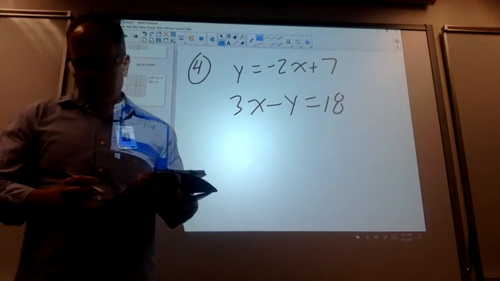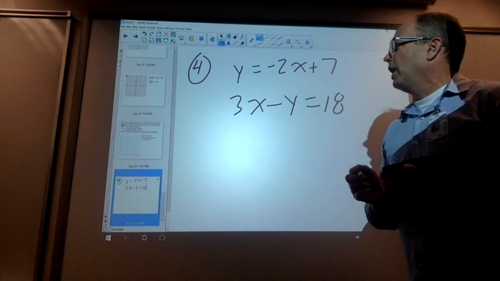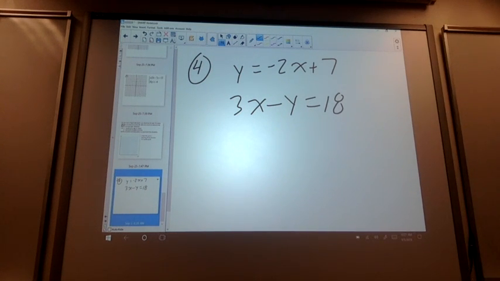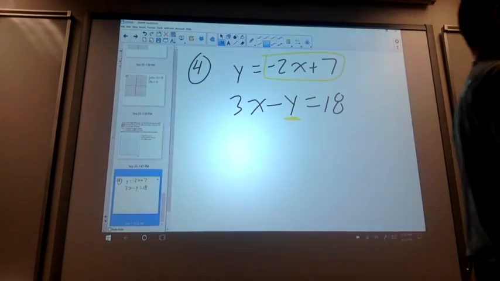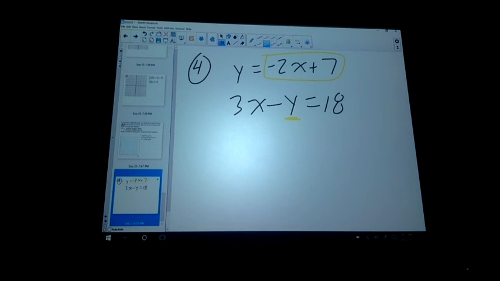Problem number 4, it says use substitution to solve this. Agreed? Does everyone feel comfortable that this one has been solved for y, so I can substitute it in there? Now, the biggest error that would take place on this is I have a minus y. So I have to make sure when I plug this in here, I have this negative before the parentheses. The big error was that negative right here, I bet you. And we distribute that negative here and here.